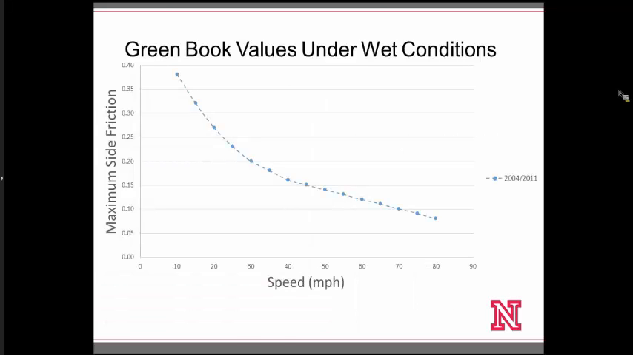So your maximum side friction values from the Green Book, this was from 2004-2011, under wet conditions, you have higher friction values at low speeds and lower friction values at high speeds. And this is because of wet conditions. So comparing this to values from earlier in the Green Book, the values from 1995 to 2001, sorry, these had very little changes. The only major change was between 2001 and 2004, and like I said, 2004 and 2011, they're exactly the same. They did not change then.